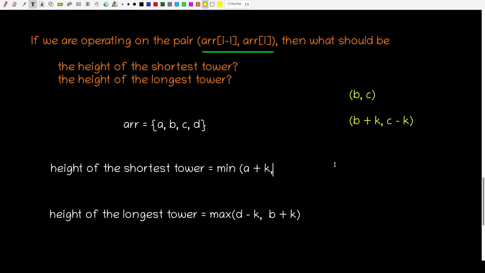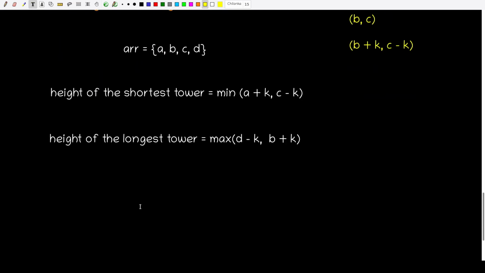Similarly, when C becomes C minus K, then it might be possible that this becomes the shortest tower, because of which, when we are computing the height of the shortest tower, we need to compare A plus K with C minus K. And in this way, folks, we will be able to compute the height of the shortest and longest tower, and towards the end, in order to get to our answer, we just have to compute the difference between the shortest and longest tower.